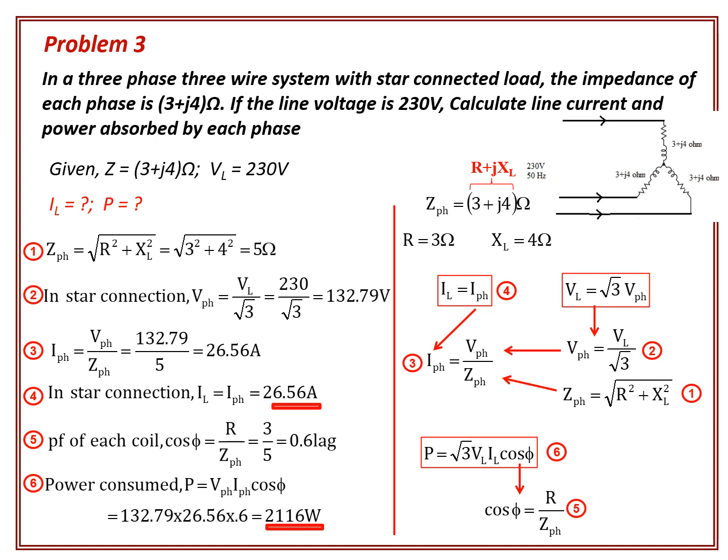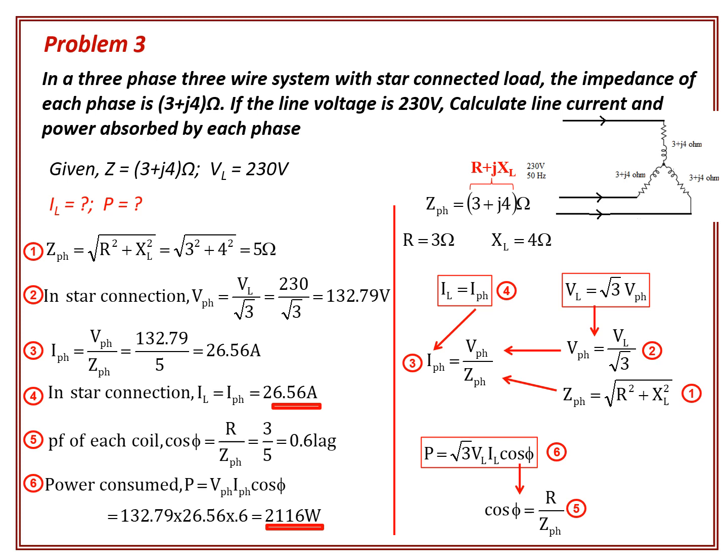Then next calculate line current IL. In star connection, line current is same as phase current, which is equal to 26.56 ampere. Next, find power factor of each coil. Cos phi is equal to R by Z phase. R is given as 3 ohm. Z phase we get from step number 1 as 5. Substituting, we get cos phi is equal to 0.6 lag. We mention the power factor as lagging because the load is inductive in nature.